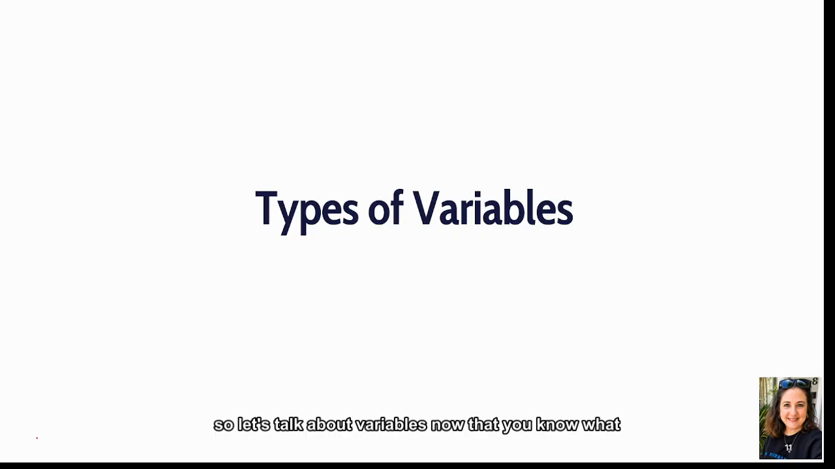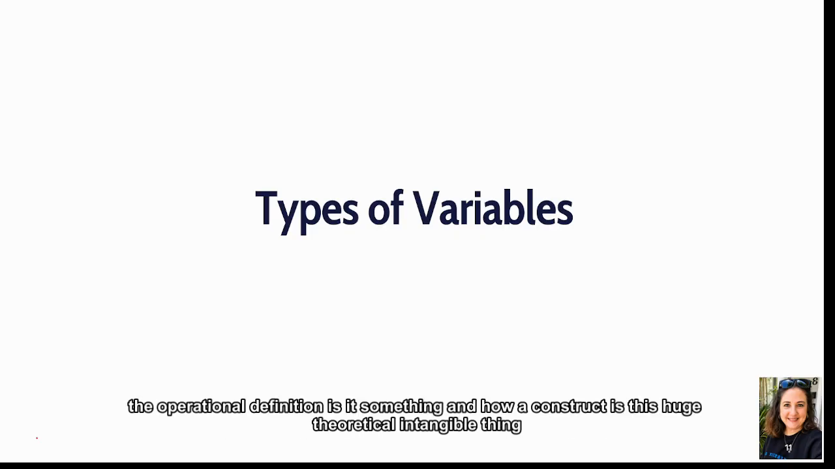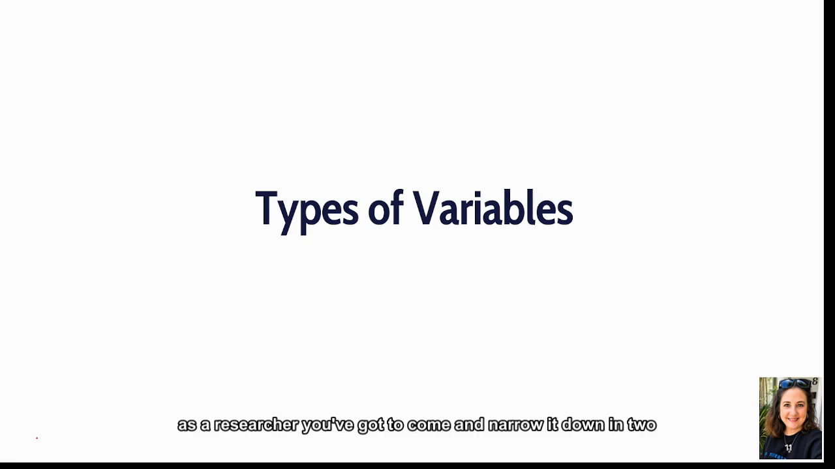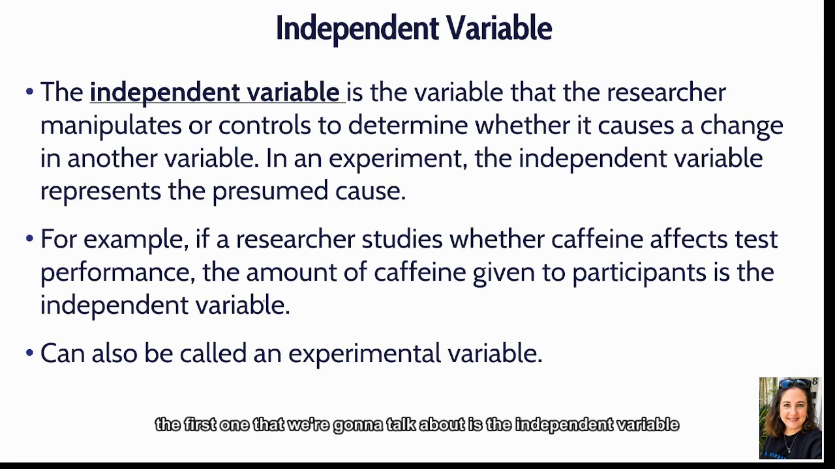So let's talk about variables. Now that you know what the operational definition is of something and how a construct is this huge theoretical intangible thing, as a researcher, you've got to narrow it down into variables, because variables are the heart of what we're getting at when we're conducting research. So there are many, many types of variables. The first one that we're going to talk about is the independent variable.